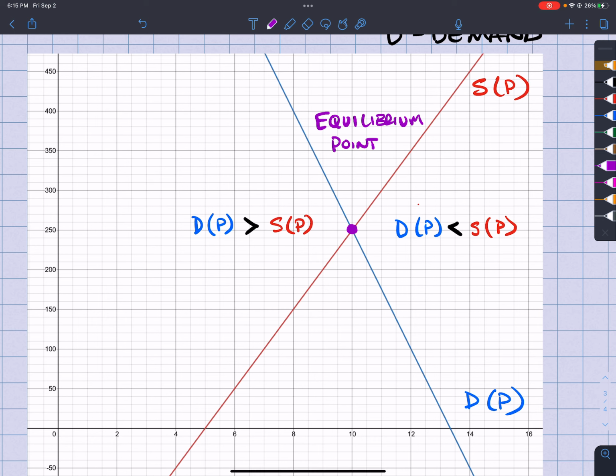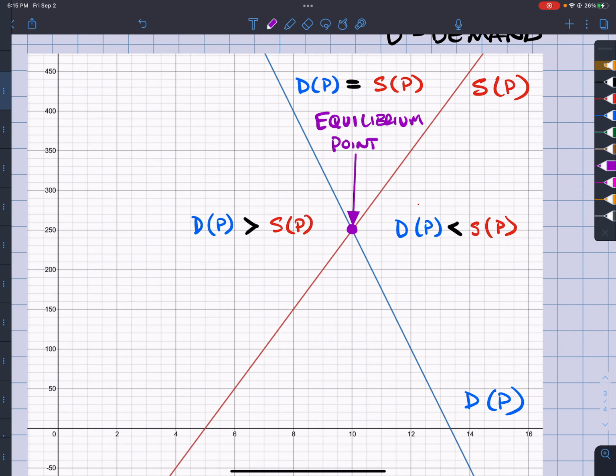Okay? And that is where the demand is going to equal the supply. Okay, so that is where this point is. Okay, that point right there is the equilibrium point, which is where the demand is equal to, come on, click in the spot there. There you go. All right, so that's the equilibrium point where the demand is equal to the supply.